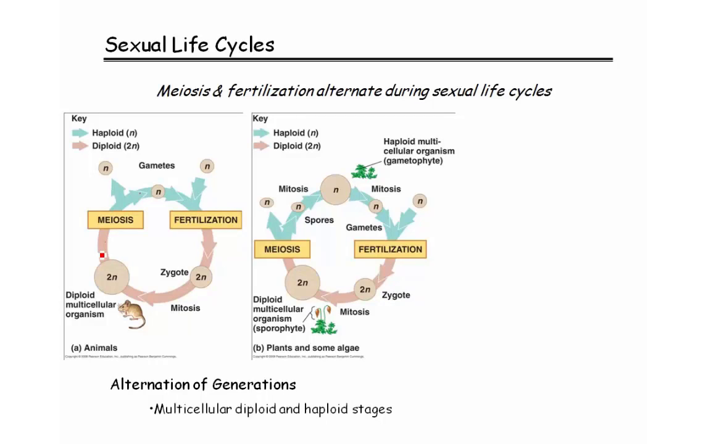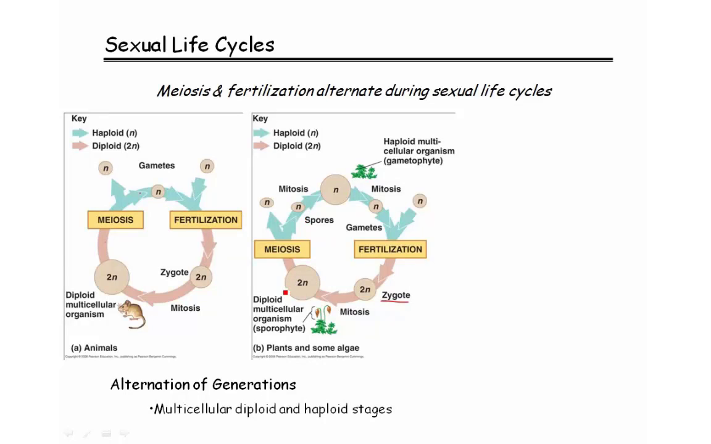If we look here, notice that there's a lot more activity going on the haploid side of this. We can take a haploid cell that can divide by mitosis to produce additional haploid cells, and these are going to grow into a larger multicellular haploid structure. We can have individual gametes combined by fertilization, and then we get back to the diploid side. Notice again that if we fuse the gametes together, we get a structure called a zygote. That zygote can divide by mitosis to give rise to another multicellular structure.